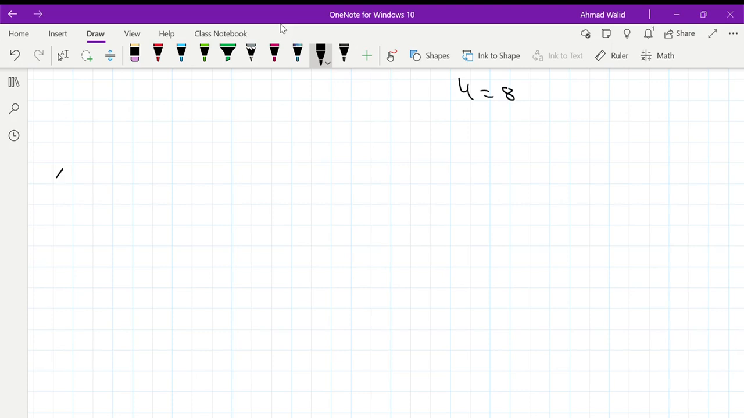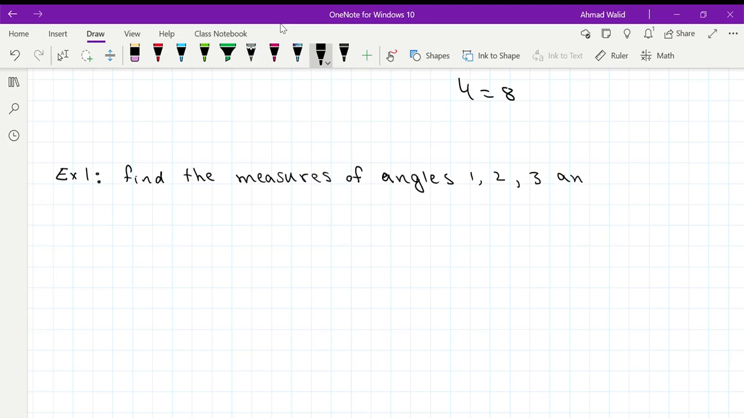Example number 1. Find the measures of angles 1, 2, 3, and 4, given that lines M and N, you have two lines, are parallel, correct?